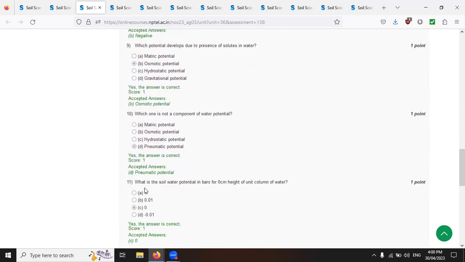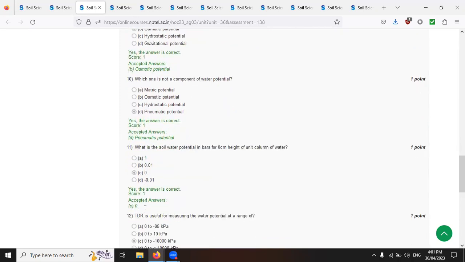What is the soil water potential in bars for 0 centimeters of height on a unit column of water? You can't have zero, so yes, you can have 0 bars. 1. No, it's 0 bars if it's 0 height. 0.